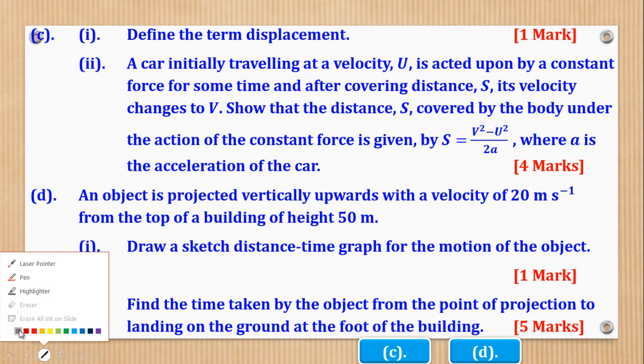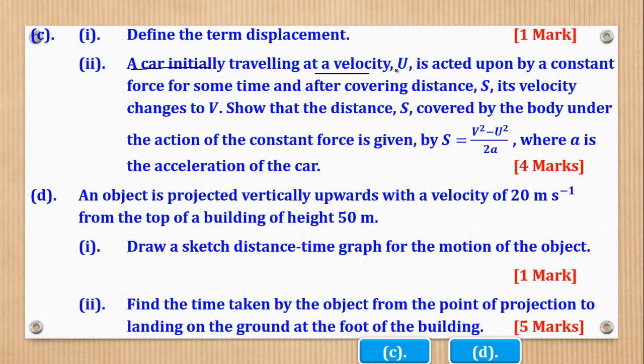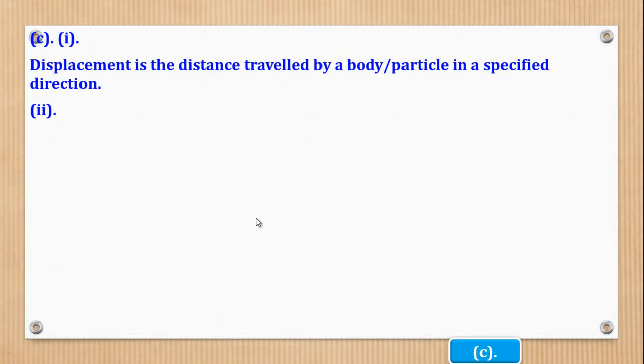Then Roman 2 says, a car initially traveling at a velocity capital U is acted upon by a constant force for some time, and after covering a distance s, its velocity changes to v. Show that the distance s covered by the body under the action of the constant force is given by this. So I think we realize that this is the third equation of motion, but they just made s the subject, where a is the acceleration of the car. So in short, we have to derive the expression for the third equation of motion.